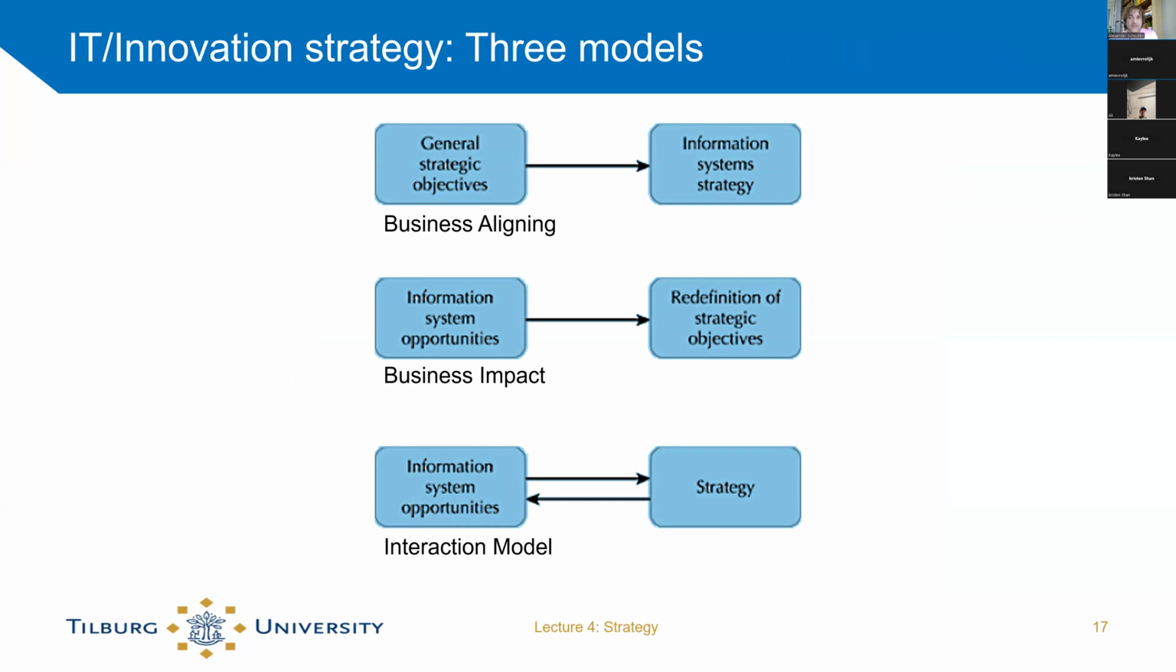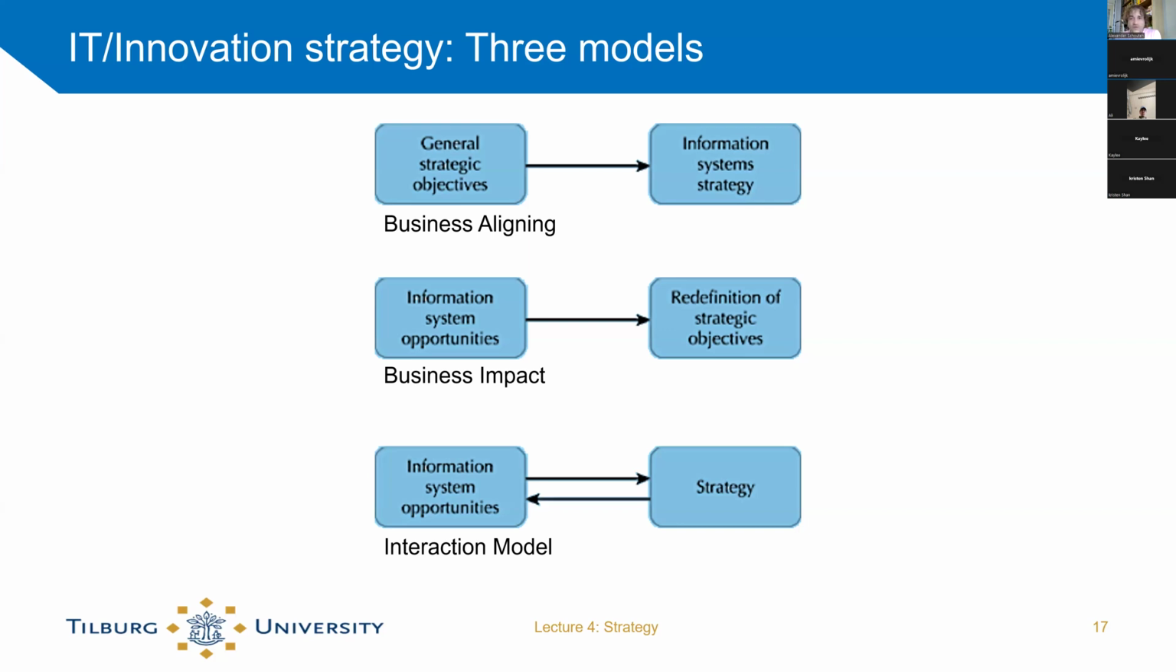Business alignment means that you think of your overall business strategy: what do we want to achieve as an organization in the coming years? And then you define what you want to do with innovation and technology based on that. That's one. Business impact is the other way around. You look at your technology. For example, the IT department or the research and development department observes that there are technological opportunities out there, and they inform management. Based on that, you redefine your organization's strategic objectives. So in that case, technology informs business strategy. That's the second one.